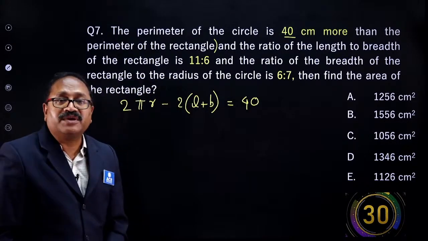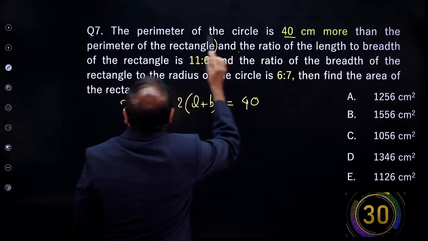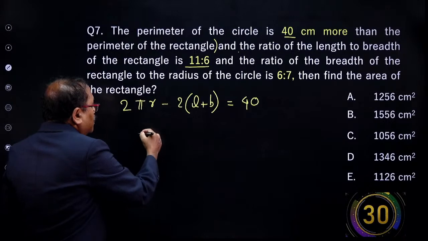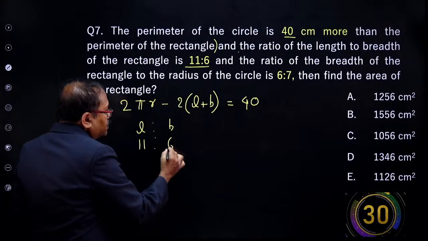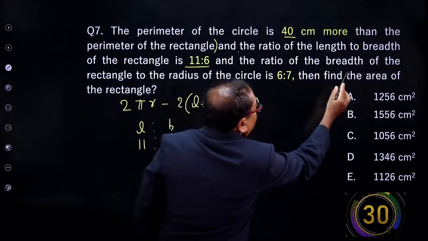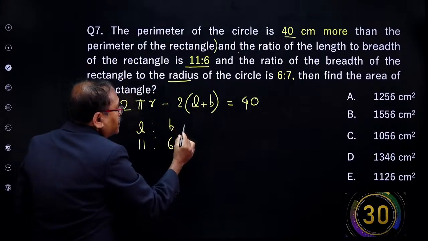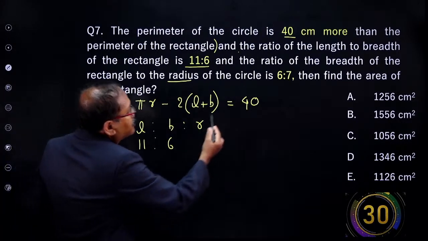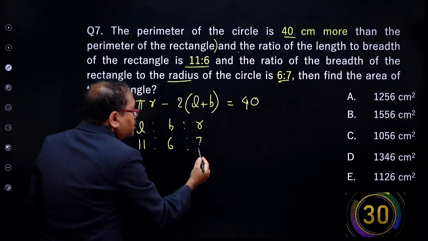ये दे रखा है क्वेश्चन में. चलिए आगे जाते हैं. And the ratio of the length and breadth of the rectangle is 11:6. So हमें L/B दे रखा है, that is 11:6 length and breadth. And the ratio of the breadth of a rectangle and radius, ये ratio भी है. What is that? That is 6:7. ये already 6 है, तो ये हम 7 बैठा देते हैं.